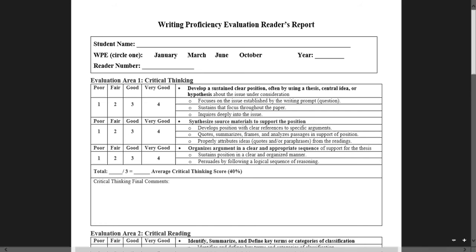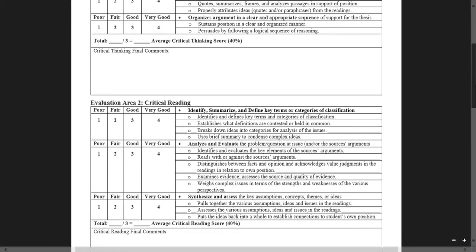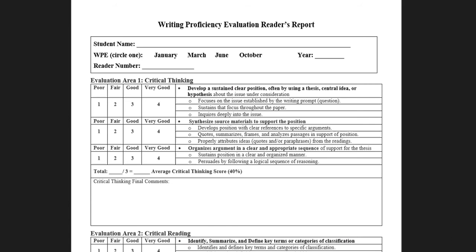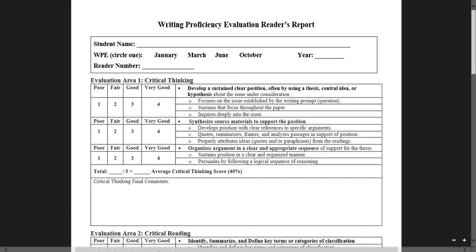First, the Reader's Report is divided into 3 areas. 2 of them are worth 4 points apiece, and then 1 is worth 2 points for a total of 10 points. To pass the writing proficiency, you have to have at least a 7 on the timed exam, or you can have a 6.5 on your essay for the portfolio, and then the readers will look at your other essays that you're turning in to see if you have been doing the work that you would be expected to do as a college writer.